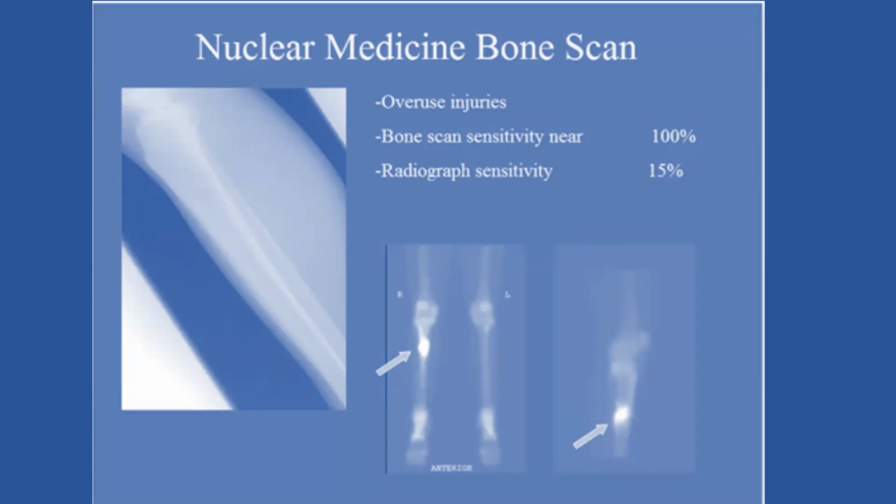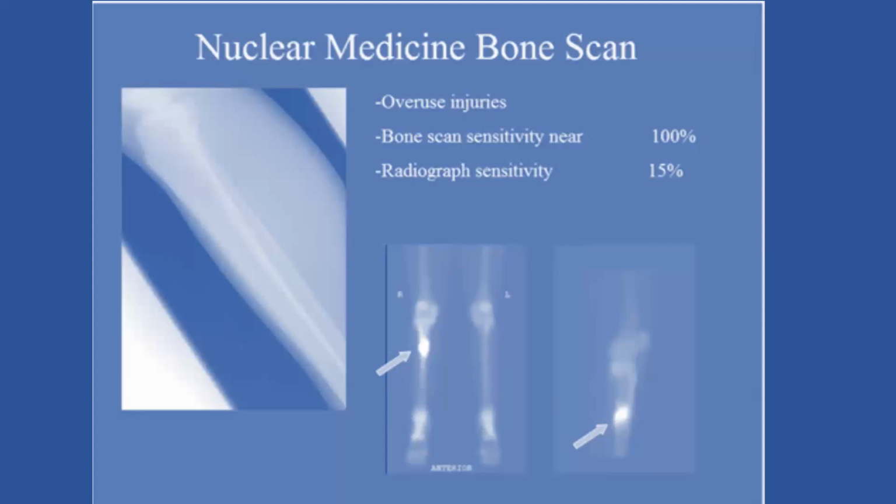A bone scan has a sensitivity of nearly 100%, while many times you cannot identify it on a radiograph. Look at the radiograph. There's no stress fracture. This is the same time the radiograph was taken, and you see that you have a stress fracture. So it's very important. Another important point, I want to warn you.